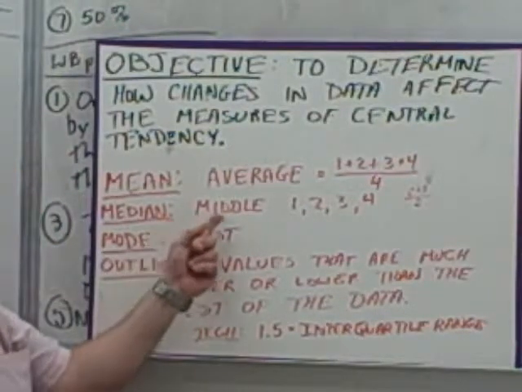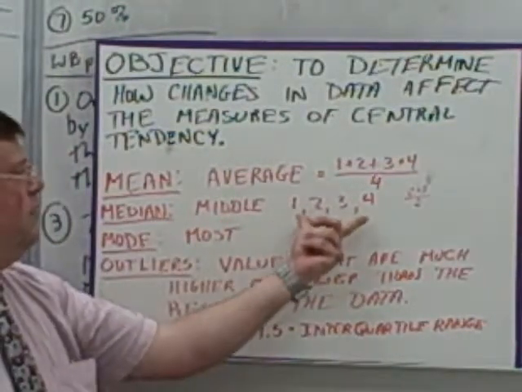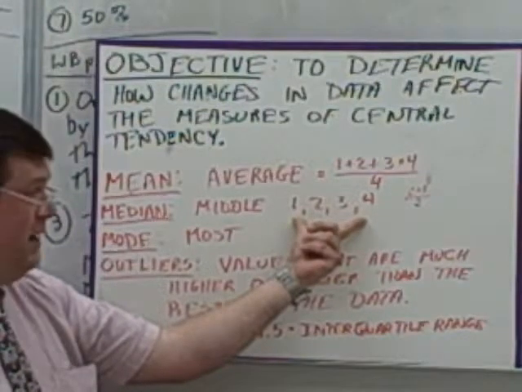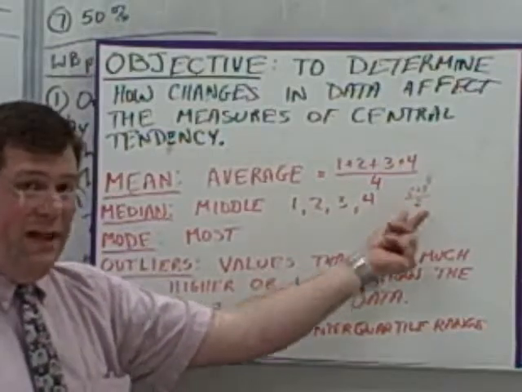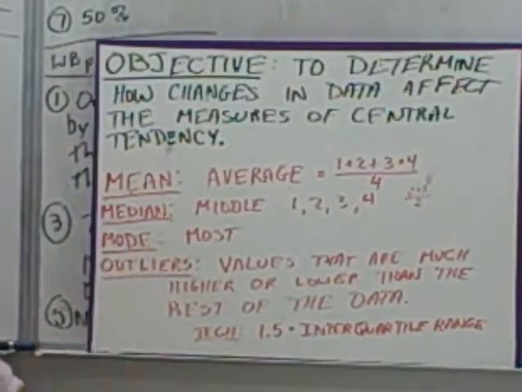The median is the middle. It's when you take the numbers, put them in order from least to greatest, and find the middle number. If there's two of them in the middle, you average them to find the median. The mode is the number that occurs the most.